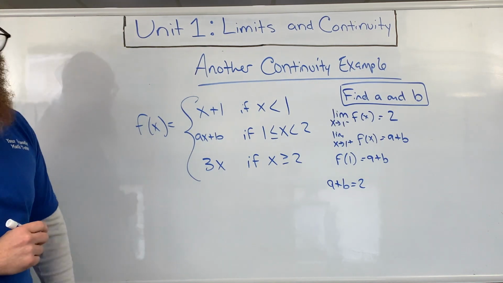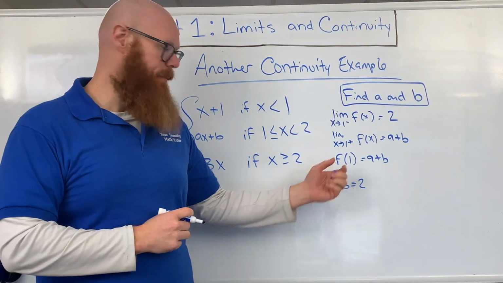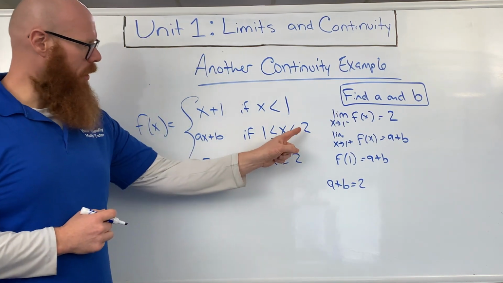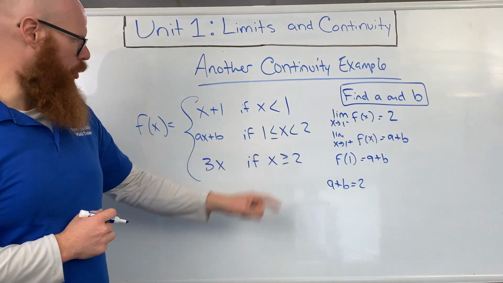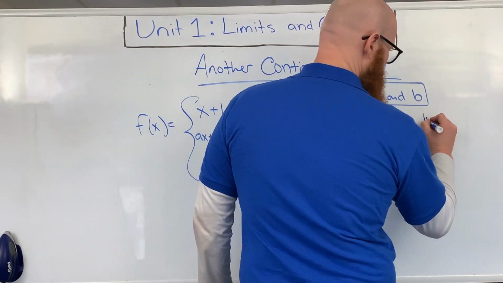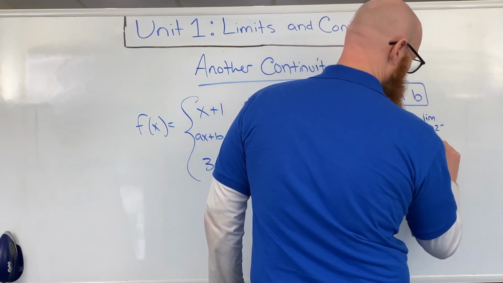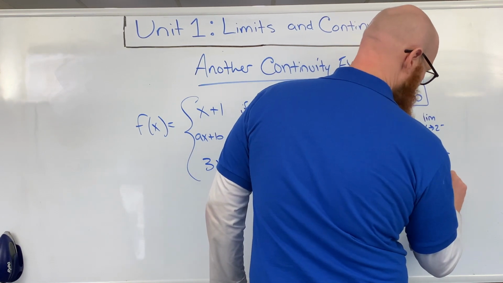Well, there's a lot of values, right? There's an infinite number of values that a plus b could equal 2. So we need a little bit more information. So let's head to our second suspicious point, which is 2. So I'm going to do the same thing for 2. We're going to do the limit as x approaches 2 from the left, the limit as x approaches 2 from the right, and f of 2.